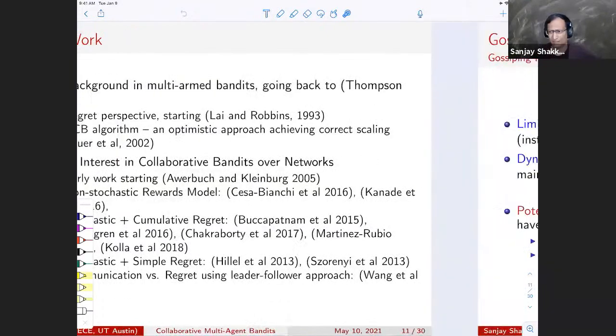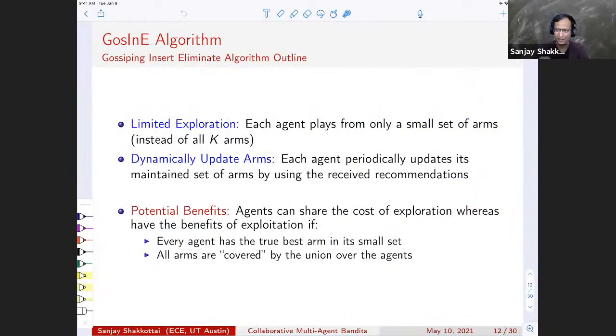Okay, so given this background, now let's actually get into the problem itself. There are two things you want to do. I said that we want to share the exploration, but have the benefits of exploitation. So what would be ideal? Ideally, we want all the agents to have a common view of what they think is the best arm, have that play that most of the time, and each agent to pick up one or two other arms, and say, this is mine to take care of. Nobody else bother with this.